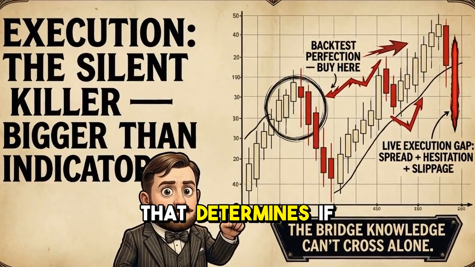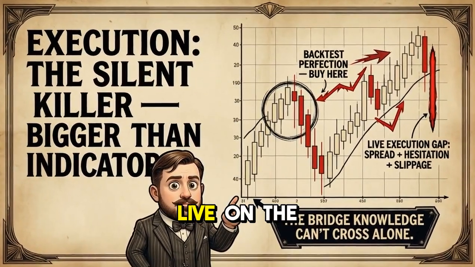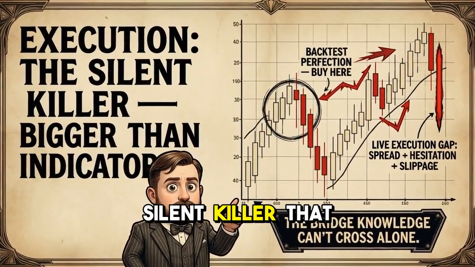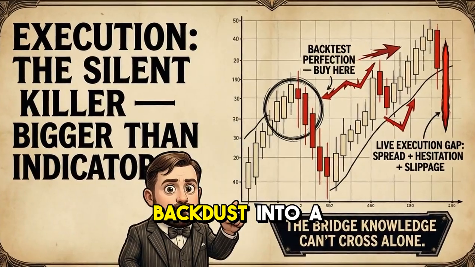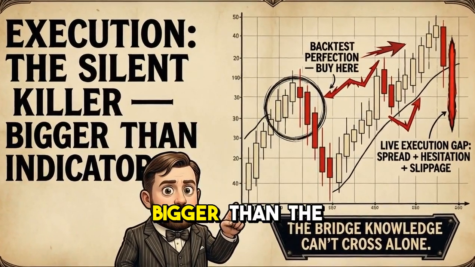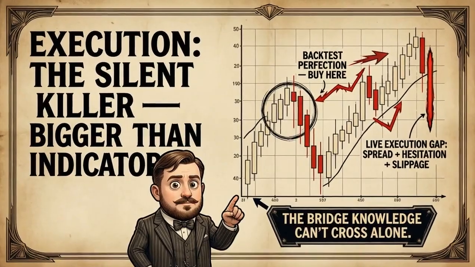But there's one final, critical thing that determines if this works when your money is live on the line. It's the silent killer that turns a perfect backtest into a blown account. It's bigger than the indicators.